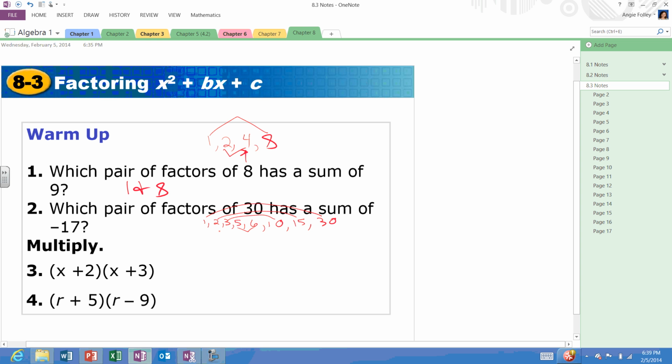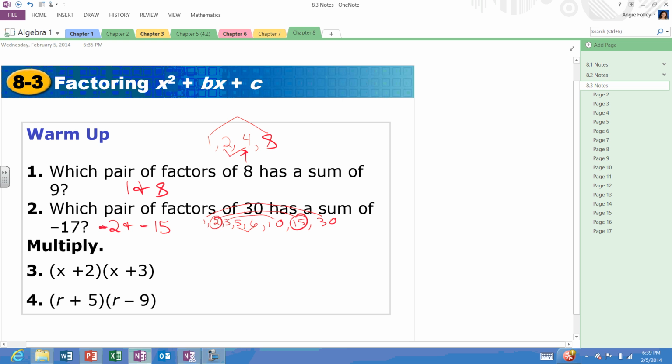So which pairs add up together to give me negative 17? Well, the only ones that can give me 17 in any way when I add them together are 15 and 2. And it needs to be that both of them are negative. So negative 2 and negative 15. Because when I multiply negative 2 times negative 15, I get 30. But if I add negative 2 and negative 15, I get negative 17.